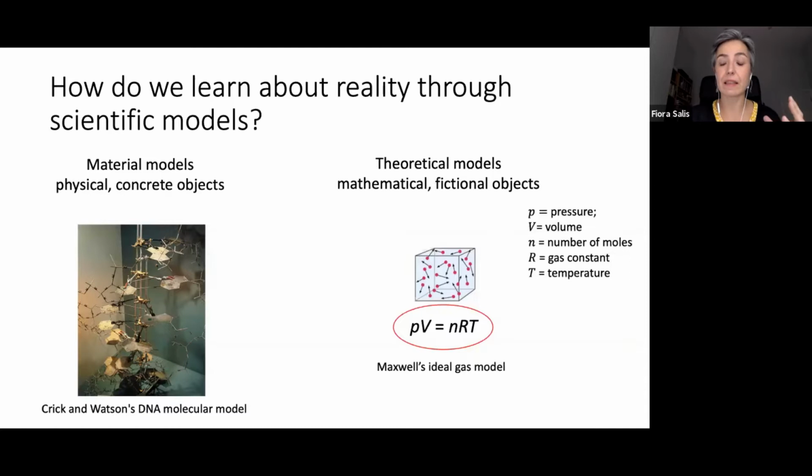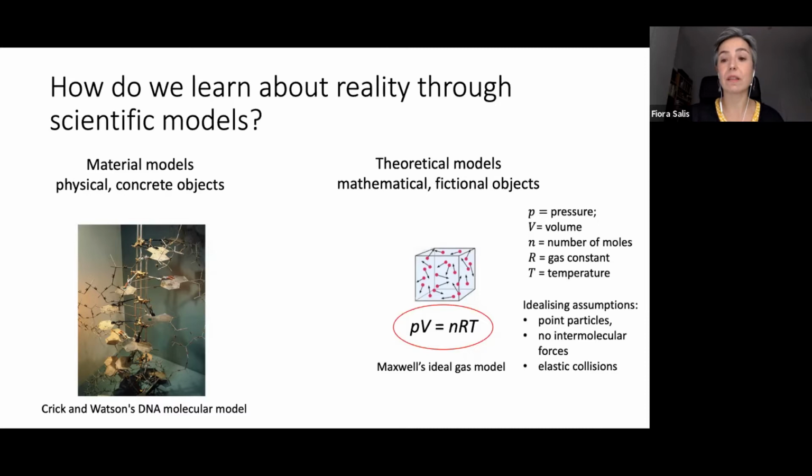Now, to use this mathematical equation, we have to make some idealizing assumptions. So we consider a gas that is composed of point particles. These point particles, as point particles, have no volume in and of themselves. Also, they do not exert any intermolecular forces. And when they bounce against the wall of the container or against each other, they do this in elastic collisions, which means that they do not lose any kinetic energy.